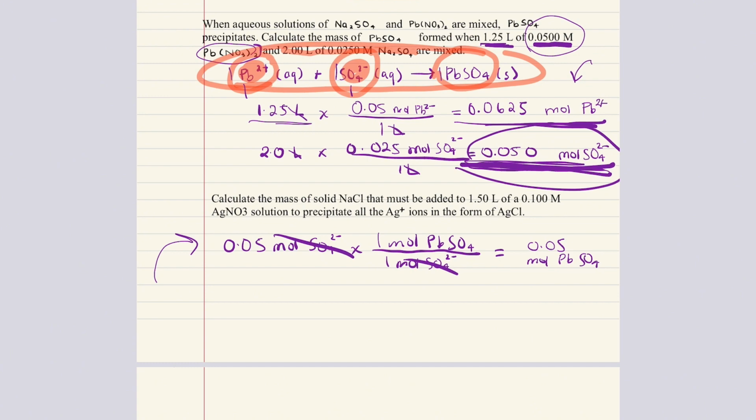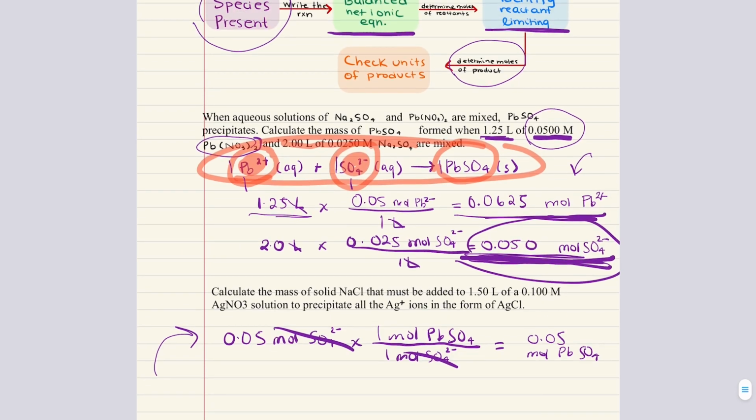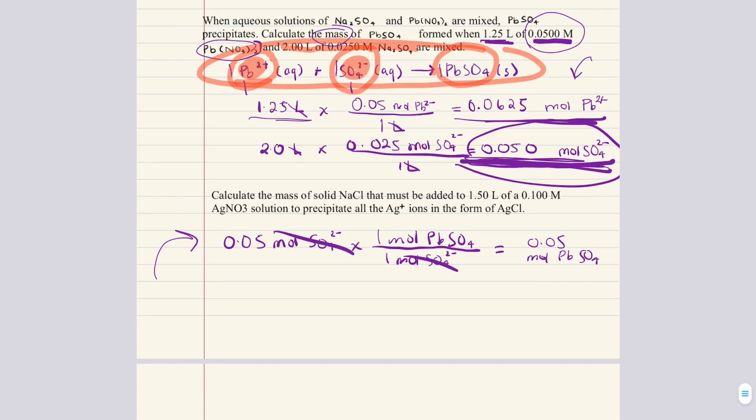All right, so now we know the moles of product, 0.05 moles of solid lead sulfate. Now we can do our last and final step where we convert to grams of product, because the problem asks us to calculate the mass, so we need grams. So all we have to do now, and ignore that I'm using this space for the second problem, we have 0.05 moles of lead sulfate.